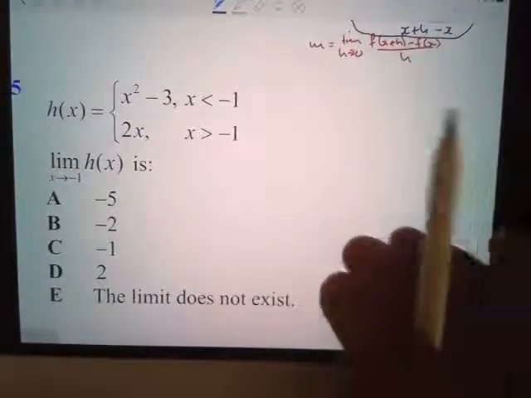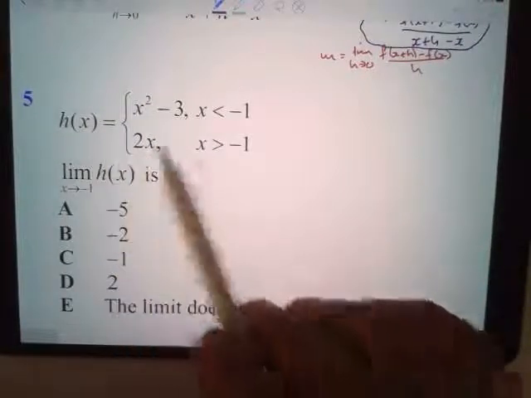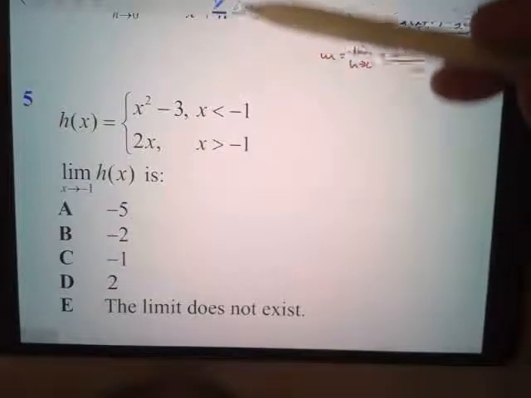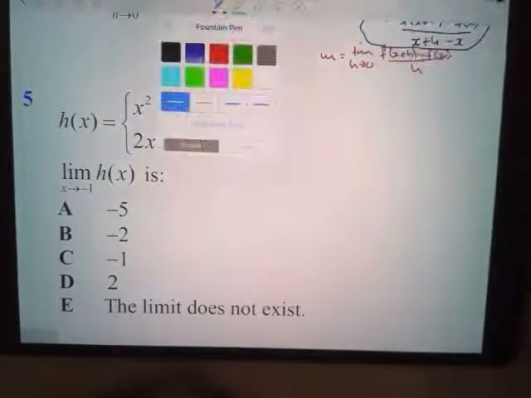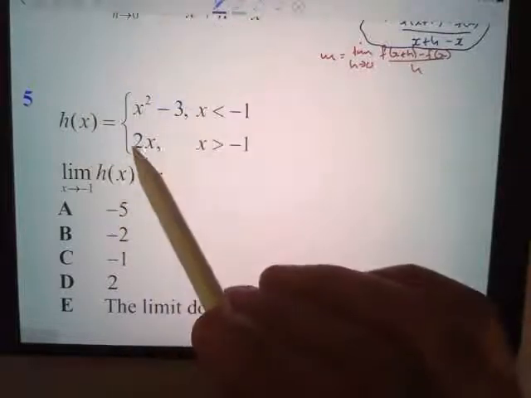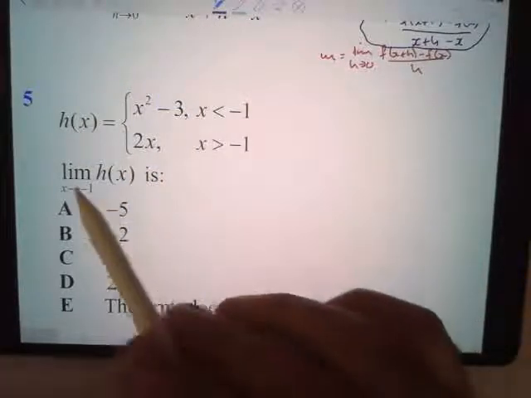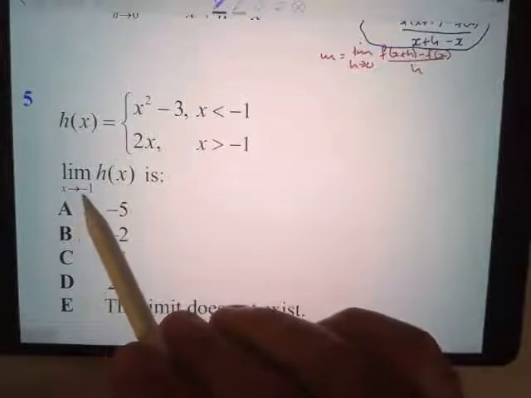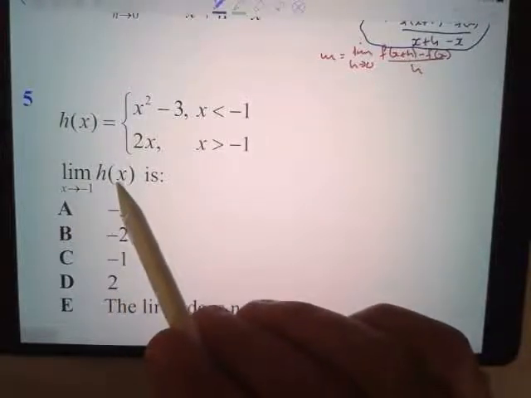The last question is, let's have a look at the piecewise. Sorry about the and R. I'm not going to re-record this. If we look at the piecewise function, we say the limit where x approaches -1 of h(x) is what?